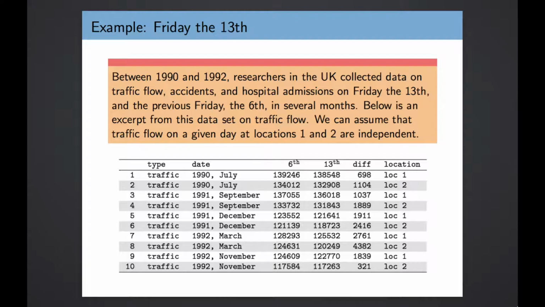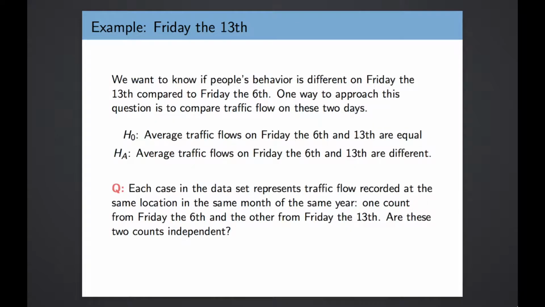And an assumption that we're going to make as we analyze this data is that traffic flow on a given day at these different locations is independent. So we might want to know if people act differently on a day that's Friday the 13th as opposed to a day that is Friday the 6th. And one way to try and get at that question is to compare traffic flows on these 2 days. So we might set up the following hypothesis test, where the null hypothesis says that average traffic flows on Friday the 6th and on Friday the 13th are equal, and the alternative hypothesis says that average traffic flows on Friday the 6th and the 13th are different from one another.